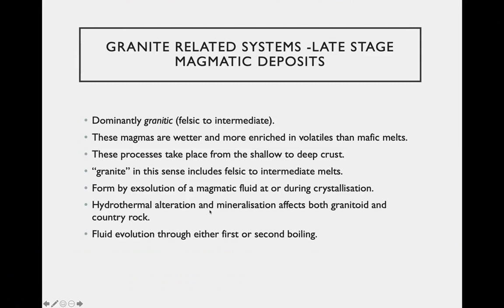So granite in this sense includes the broad magma types, but what happens is if we concentrate this fluid, particularly in the upper crust, we can exsolve it by processes like first boiling, so a depressurization, and that can then release the metals into the fluid that can move into the country rock and deposit out, or even in the granite, and this contributes to its hydrothermal alteration in both the granitoid and the country rock, as well as mineralization.